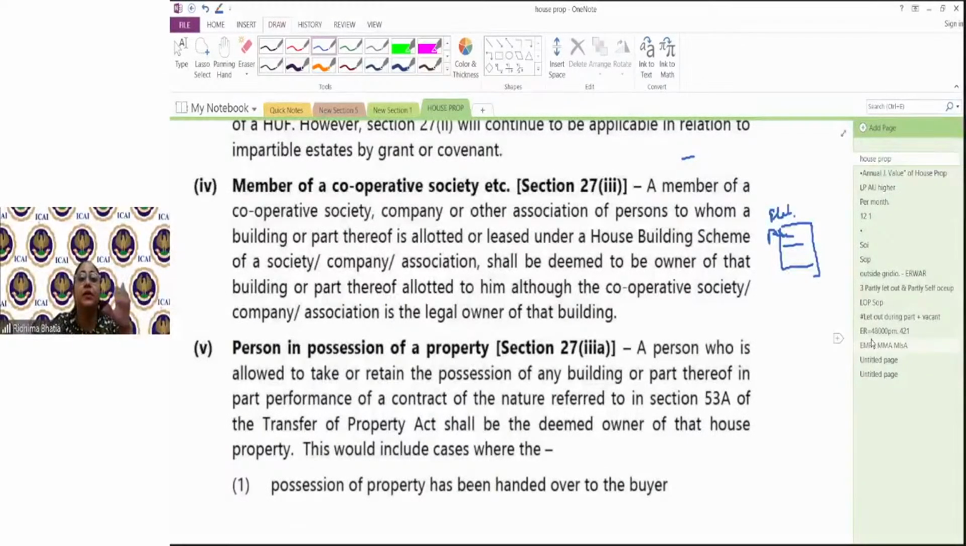society, but since it is being allotted to them, they are enjoying the benefit of those property, they would be considered to be as deemed owner, and they would show as income from house property for that allotted share. It is very common in case of cooperative housing societies. Next is person in possession of property.